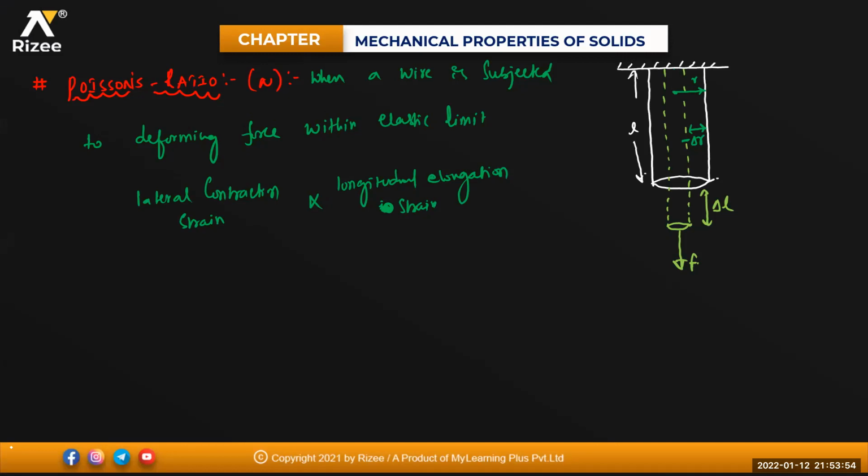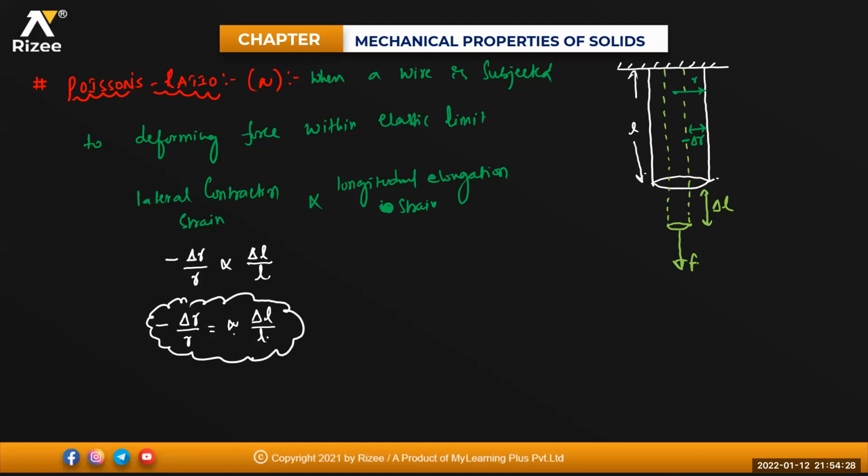See, there is change in length, beta. Length is changed there. That is elongation. And there is change in the diameter, or there is a change in radius, I can say. That is known as lateral contraction. Strain means what? Minus of delta R divided by R is proportional to your delta L divided by your L. So if I remove this proportionality, minus of delta R divided by R is equal to sigma into delta L divided by your L. This sigma is known as Poisson's ratio.